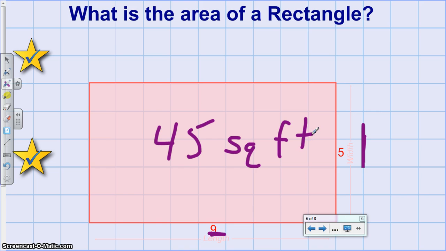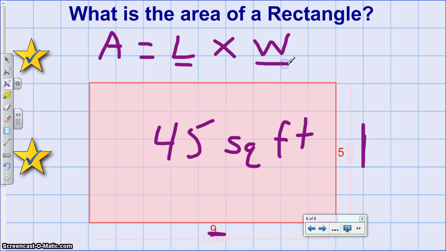And I showed you earlier, I counted them all earlier in the video, and it definitely added up to 45 square feet. But if I want to find area, we say A, that's area, equals length times the width. Okay? The length of the rectangle or square times the width of the rectangle or square. That's how to find area of a rectangle or a square. And that's all we're really focusing on this year in 3rd grade.